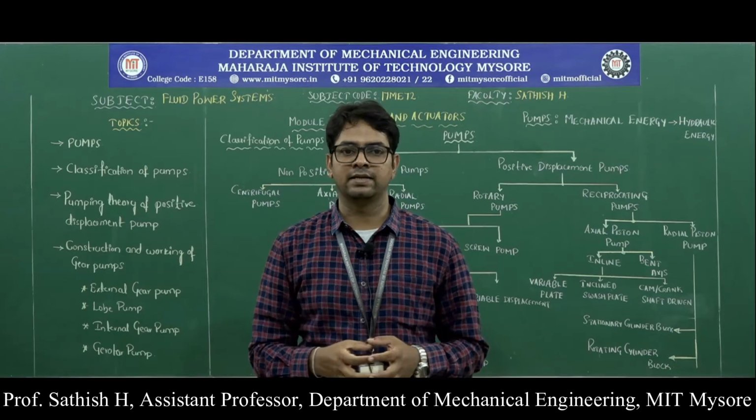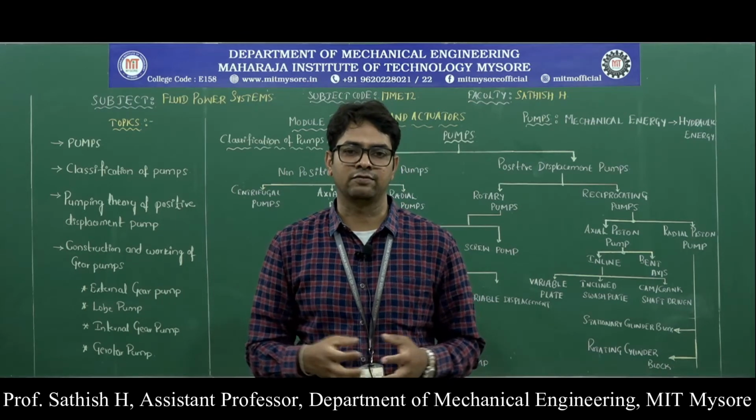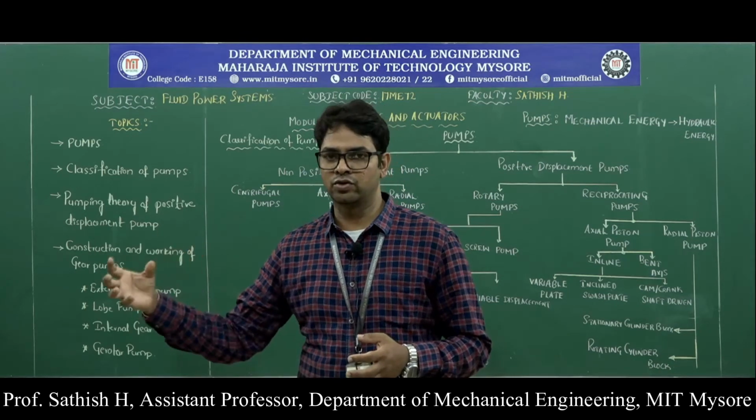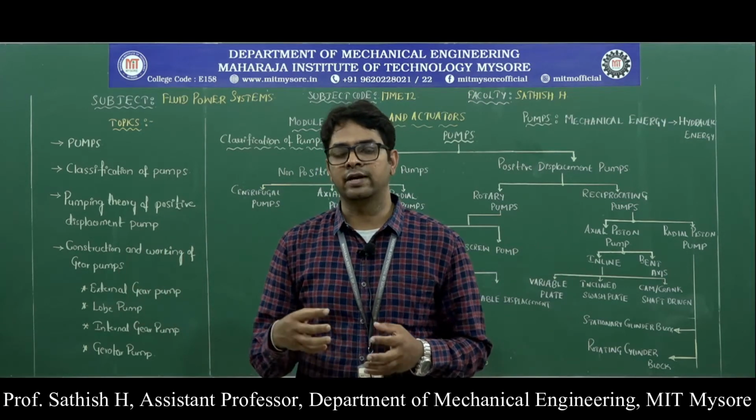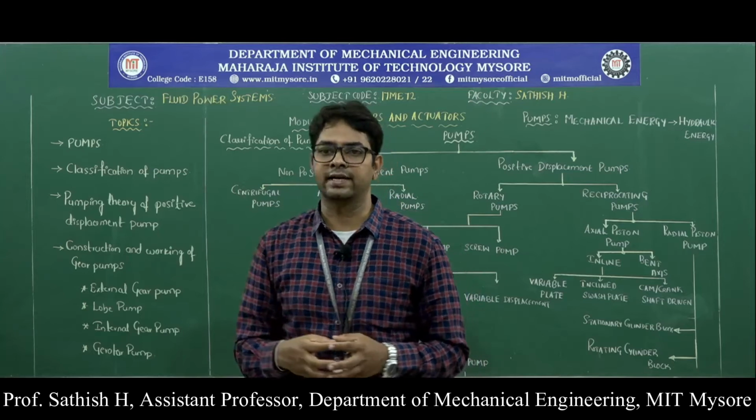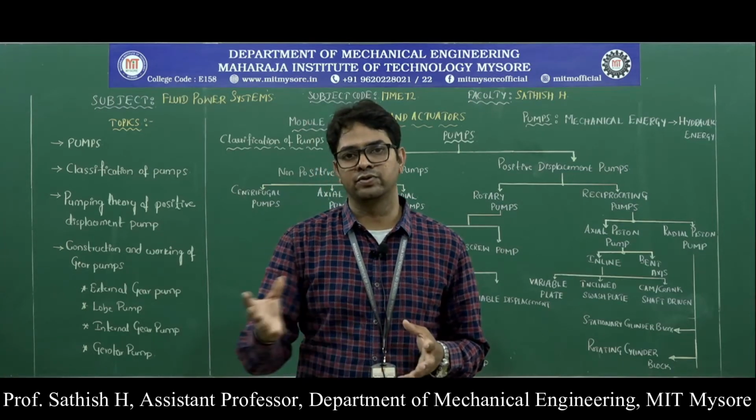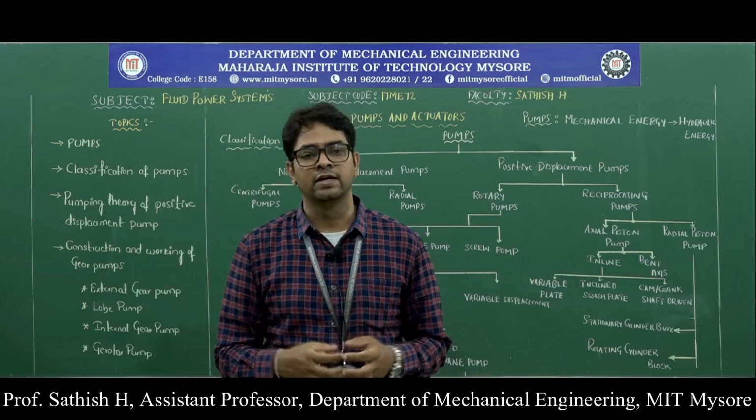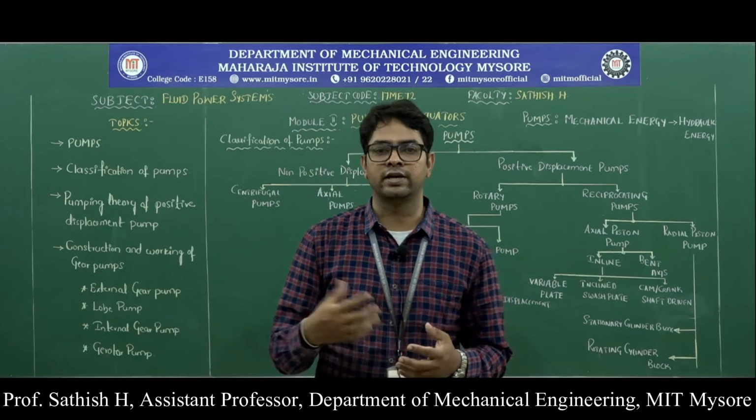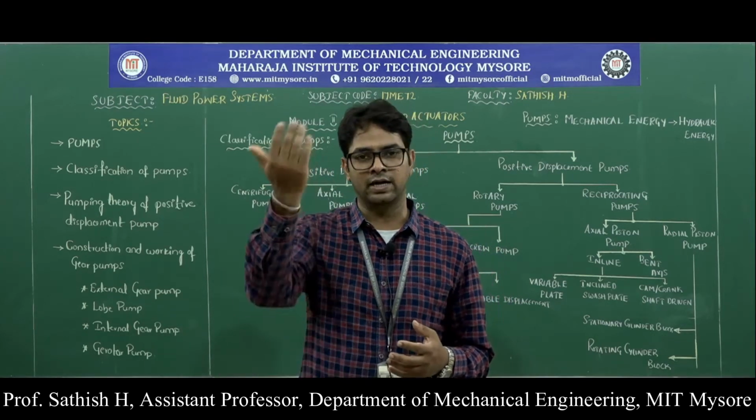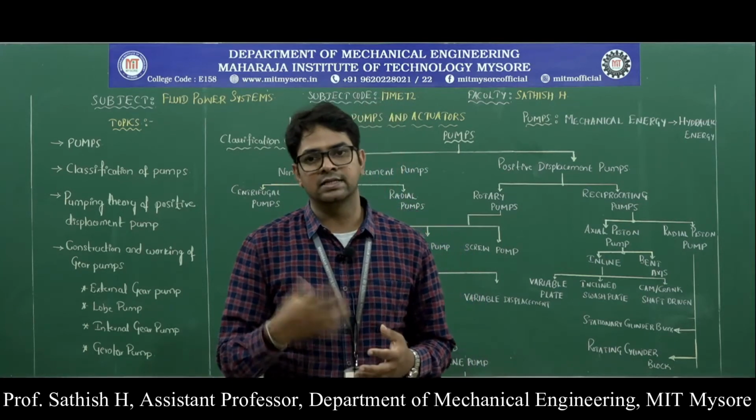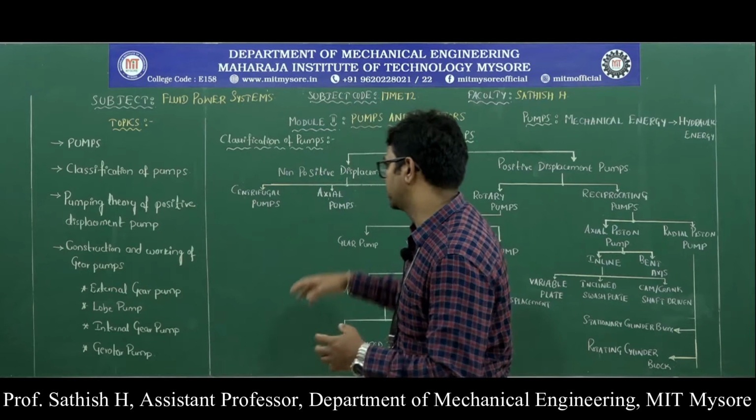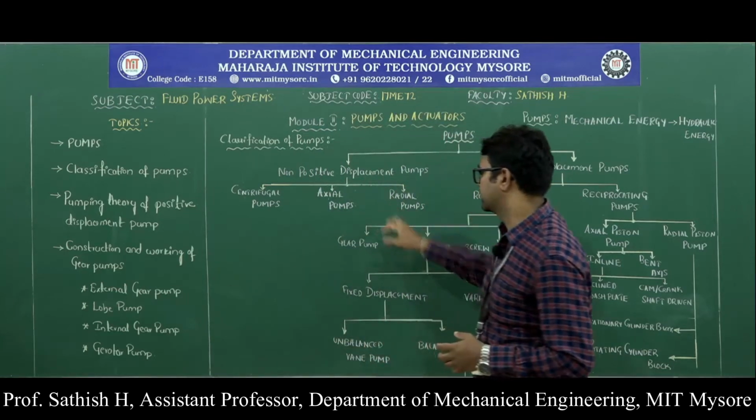For example, in the irrigation system you can use this kind of pump, because from the source you have to transfer the water to the irrigation fields. Or you can use these kinds of pumps for water distribution to households. At your homes, in order to lift the water from the sump to the overhead tank, you can use these kinds of pumps. So that is the non-positive type of displacement pumps.